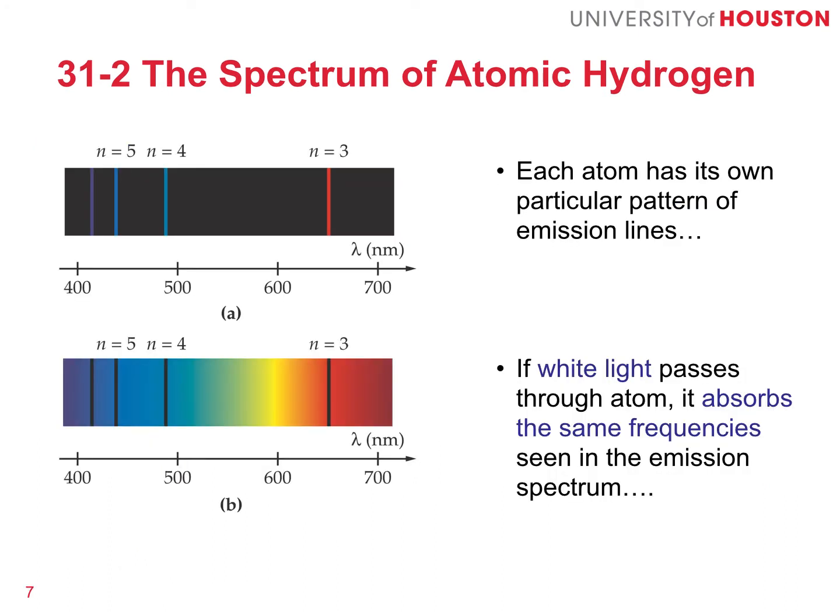It turns out that each atom has its own particular set of lines that it will emit when placed in the same situation, and if we then pass white light through a particular atom or a gas of atoms, it turns out that these atoms will absorb exactly the same frequencies as they emit in the experiment on the previous slide. The absorption is shown by the bottom picture.